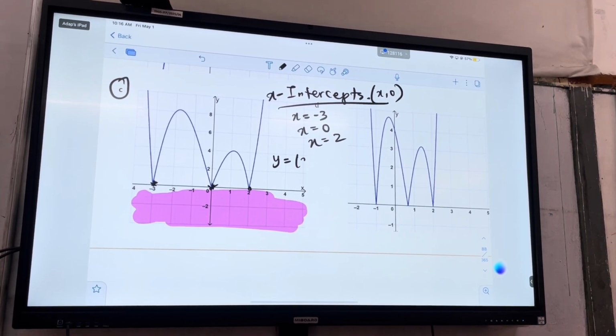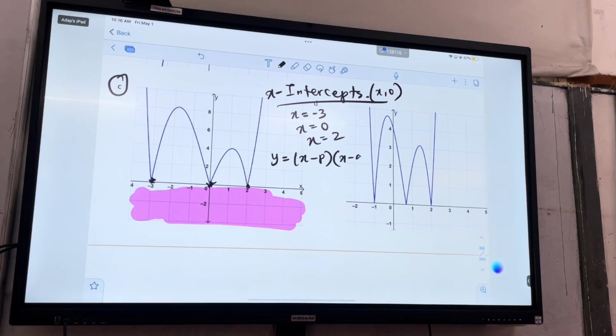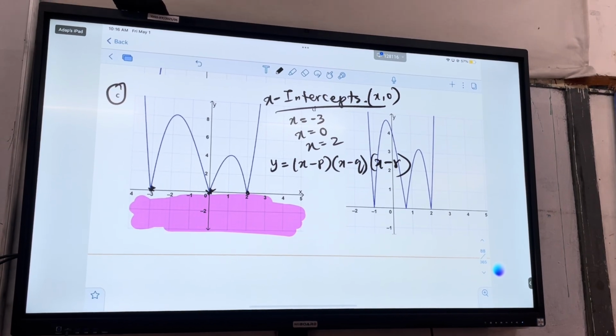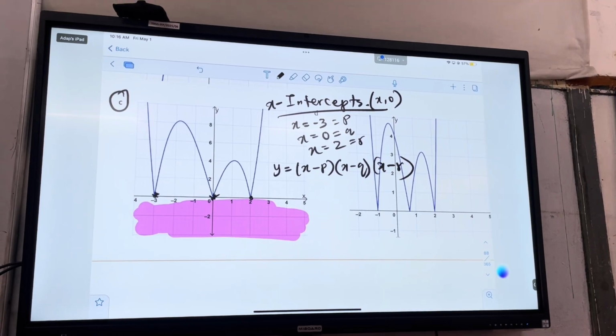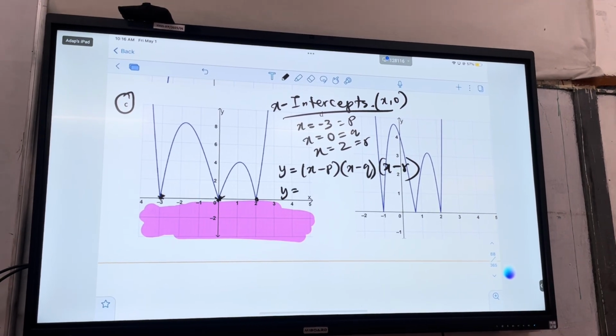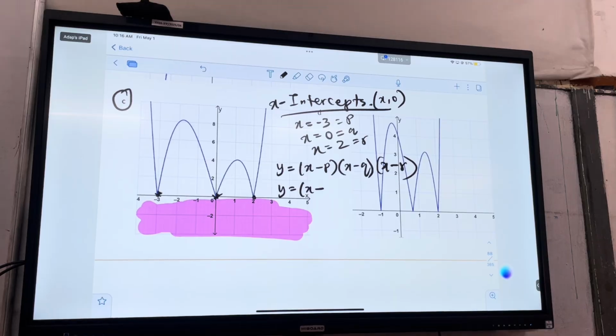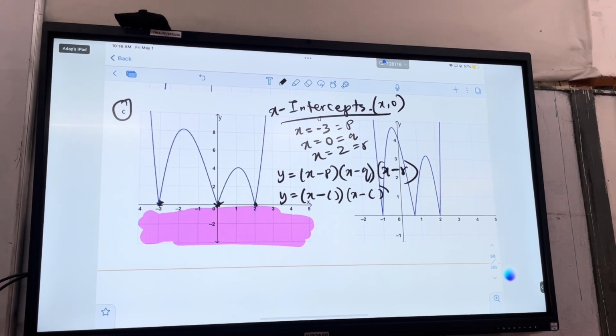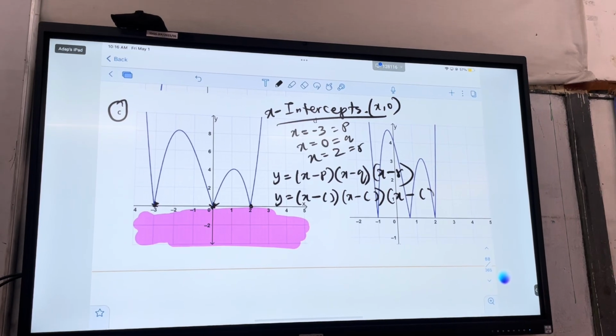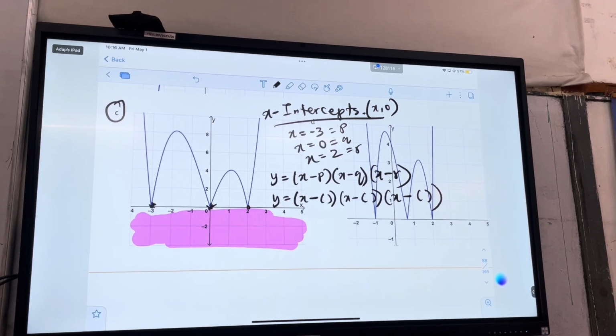So the general equation says Y equals (X minus P)(X minus Q)(X minus R). What is P, Q, R? These are P, Q, and R. So you just have to replace. Like I said earlier, in place of P, write a bracket. In place of Q, you write a bracket, and in place of R, also a bracket. Then it's ready to fill in.